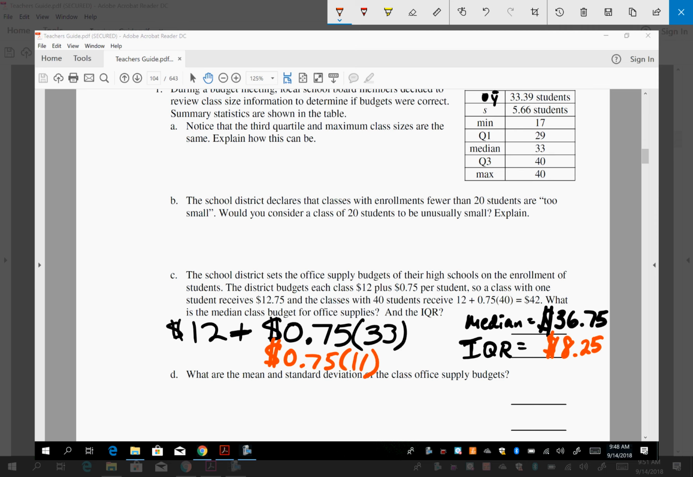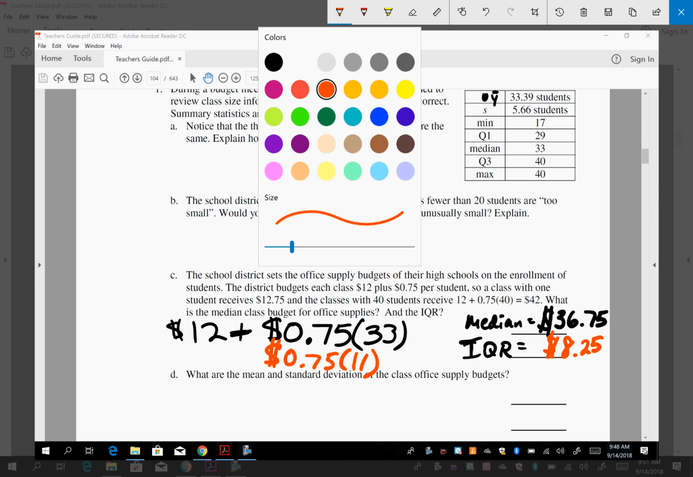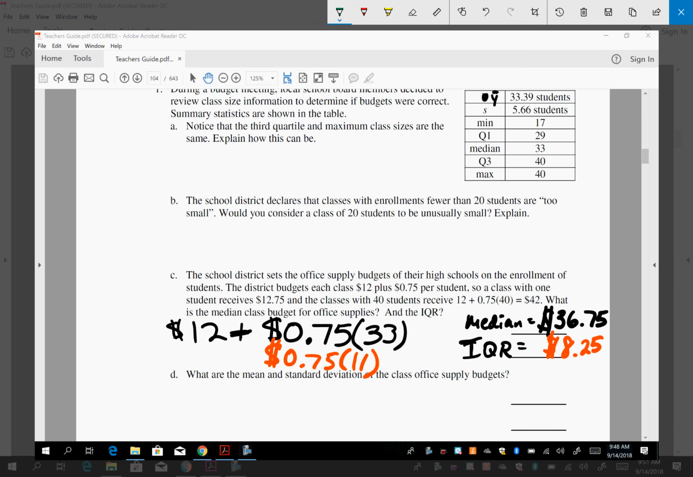Can anyone tell Dino why we didn't add 12 to the orange? That's right. Okay, very good. Let's go to part D. Part D wants you to do the same thing, but to the mean and standard deviation. So again, the mean is going to be just like what we did with black there. So it'll be $12 plus 75 cents times, what was the average class size?